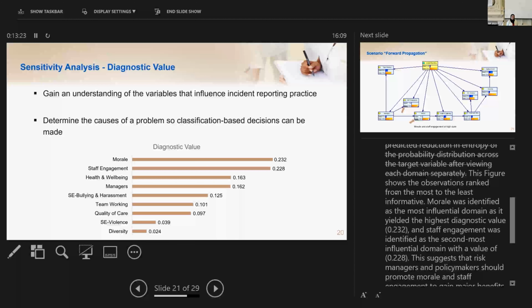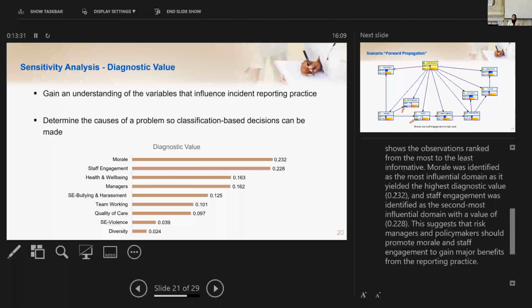We found out that morale was the most influential factor for incident reporting, and after that comes the staff engagement. So risk managers and policymakers should promote morale and staff engagement to gain major benefits from their reporting practice.